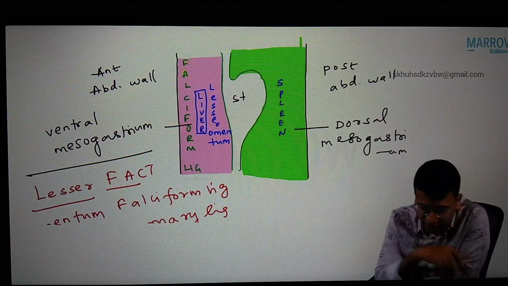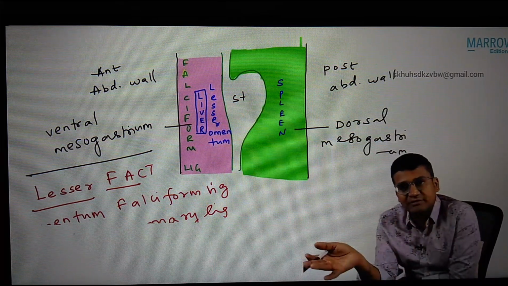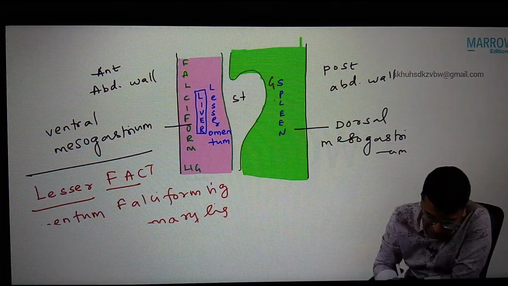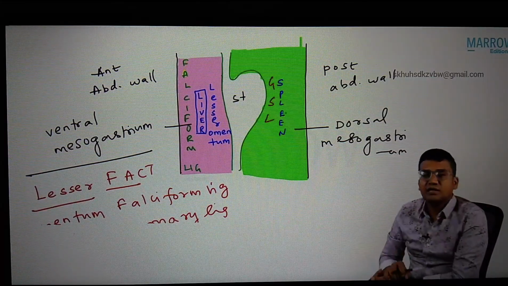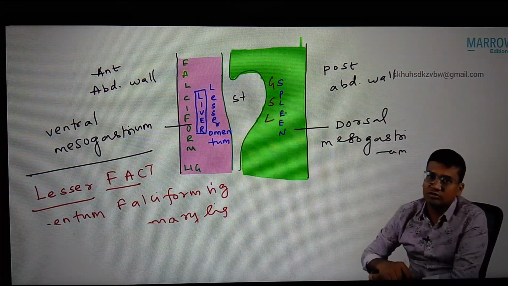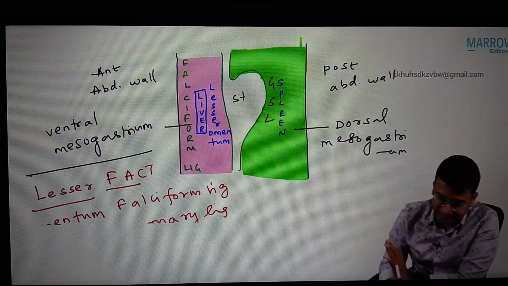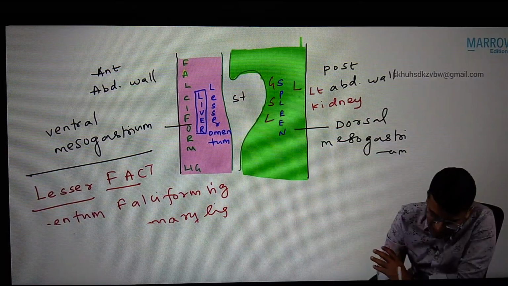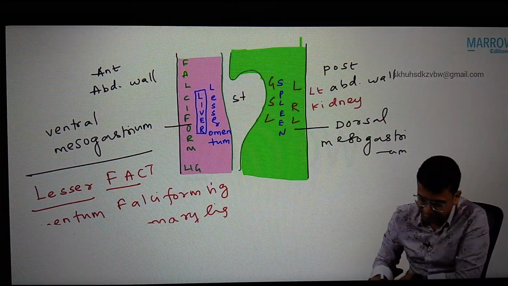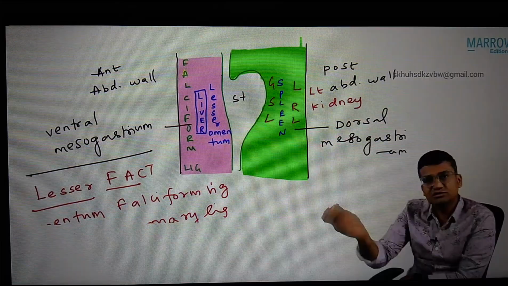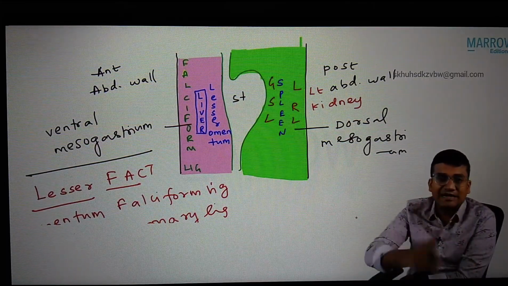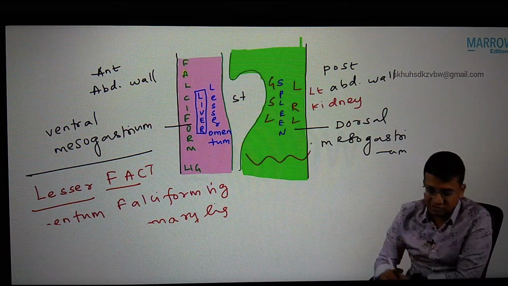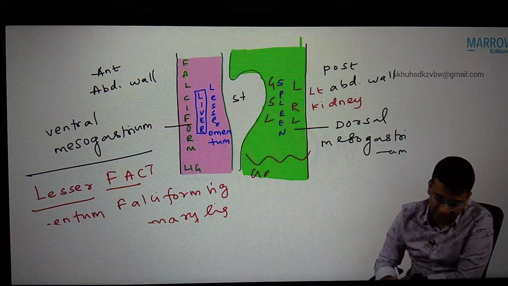Now we have a peritoneal fold from the stomach to the spleen. That is our gastrosplenic ligament. Now from the spleen to the posterior abdominal wall, the left kidney is present. So here, the lieno-renal ligament, from the left kidney to the spleen, also called the spleno-renal ligament. Now the remaining part of the dorsal mesogastrium will form the greater omentum.